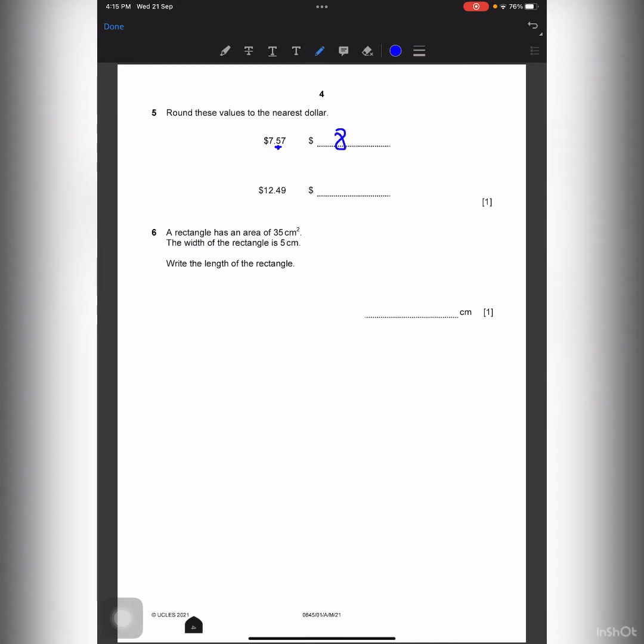Now for this question, there's 12 and this is 4. As I said, if it's 4 or less than 4, it will round down. Actually, it'll stay the same pretty much, so it'll be 12.